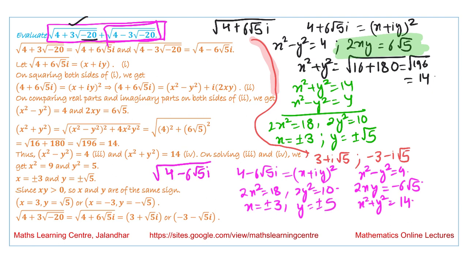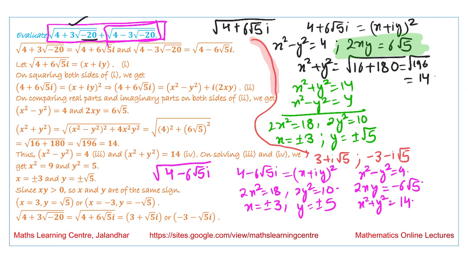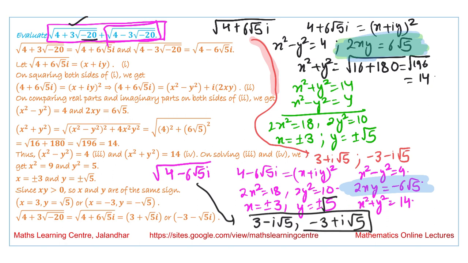Now the only difference over here is that in this case we have x into y. When we are talking about the first case, we have x into y is 6 root 5. In this case we have x into y is minus 6 root 5. So the square roots of this number are 3 minus iota root 5, and minus 3 plus iota root 5. So these are the two roots that we will have.